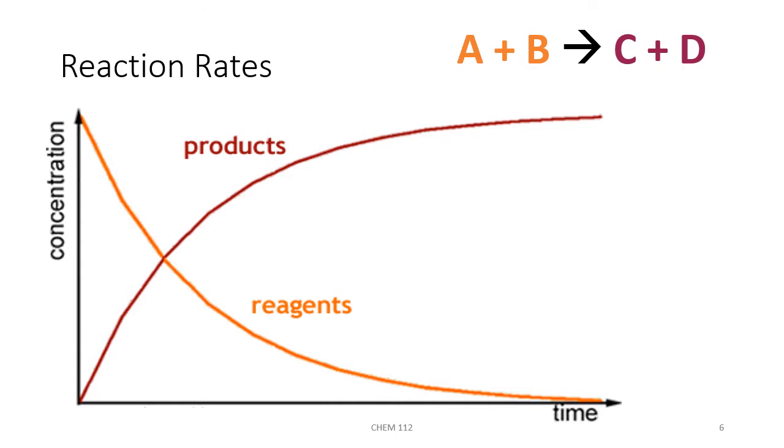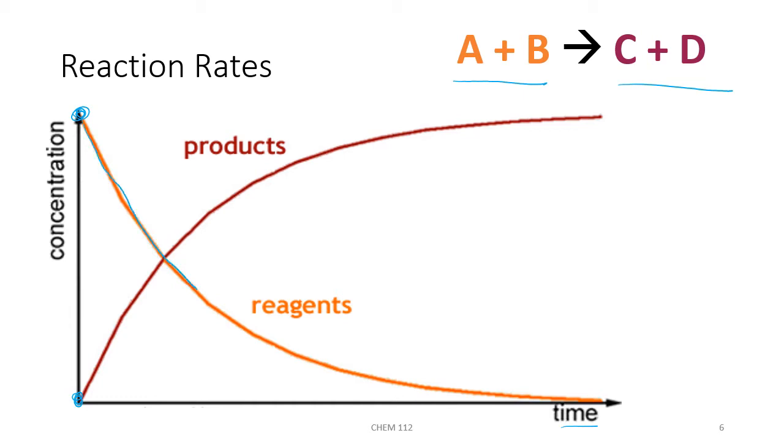Imagine we have a reaction A plus B forming C plus D. On the y-axis we have concentration, on the x-axis we have time, or as the reaction progresses. Initially, we start with all of our concentration being reactants. We have 0 concentration of products. So you can imagine we have A and B in 2 separate beakers and we're about to pour them together and start the reaction. As soon as we pour them together, A and B start reacting. The concentration of A and B start to fall.